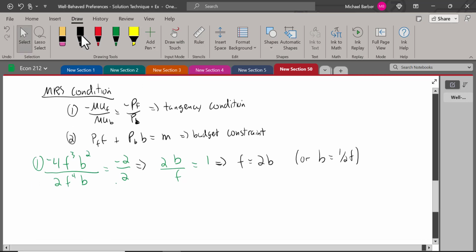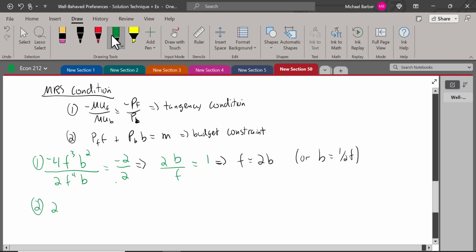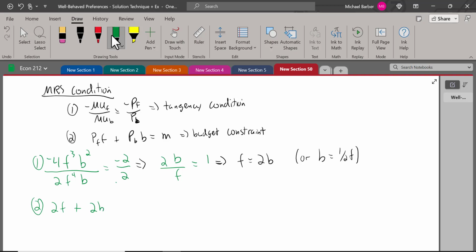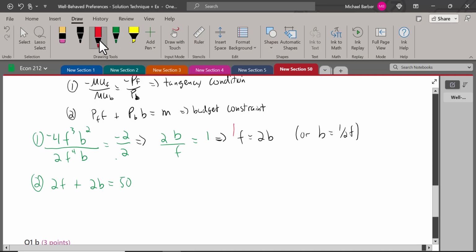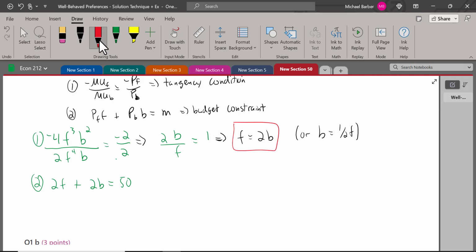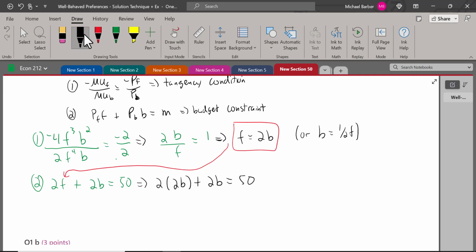So now our second equation, remember, is 2 times f plus 2 times b equals, and I've got to scroll up, our budget is 50. So now we're going to take our expression for f from this first equation and just plug it in to here. So 2 times 2b plus 2b equals 50. So what's that? 6b equals 50. So b equals 50 over 6. This is our b star.